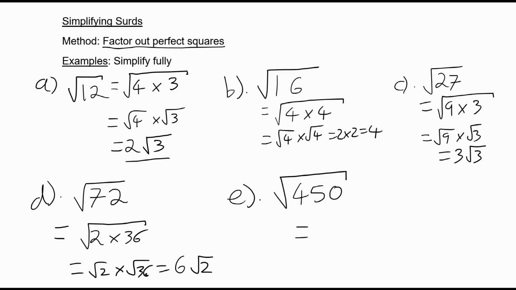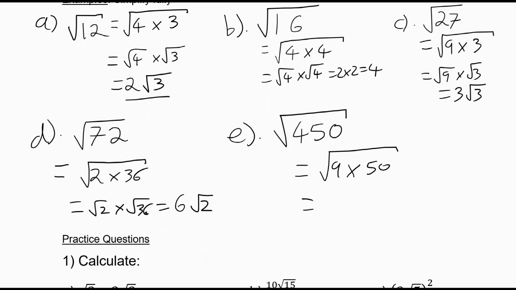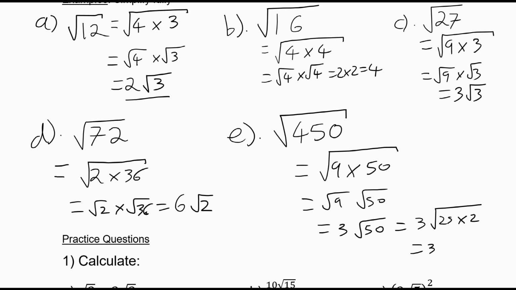Root 450, I know that 9 goes into 450 50 times, so I have root 9 times root 50, which is 3 root 50. But I also know that 25 goes into 50 twice, so I have root 25 times 2, so I have 3 root 25 root 2. Root 25 is 5, so I end up with 3 5s of 15, 15 root 2.